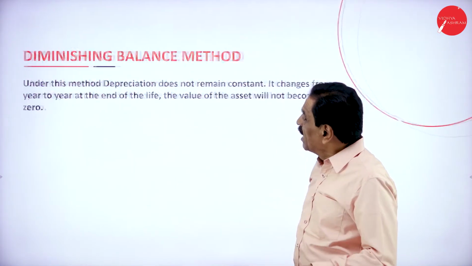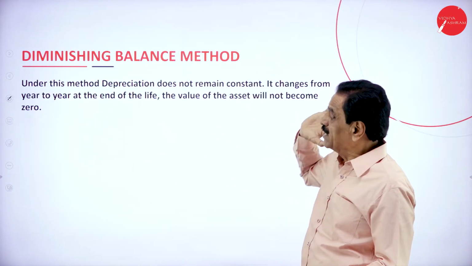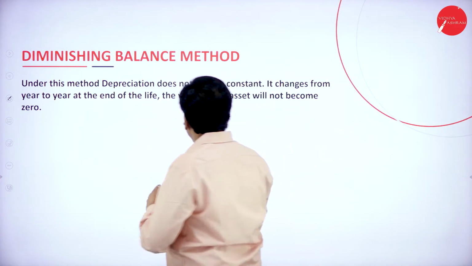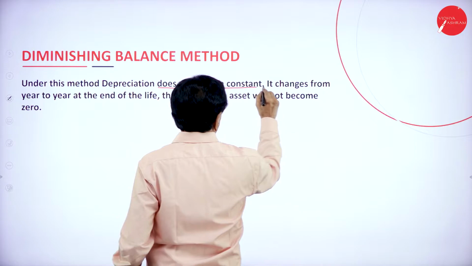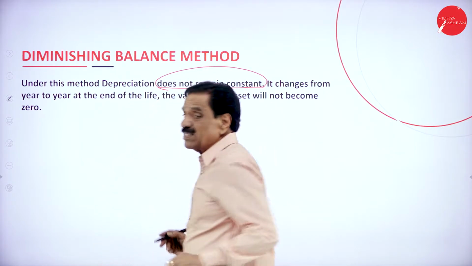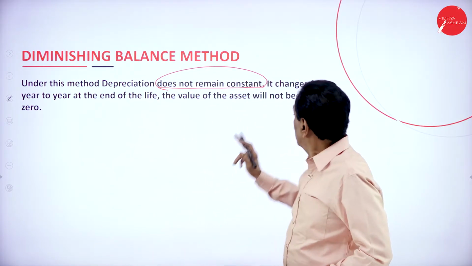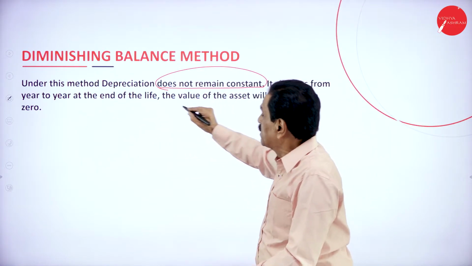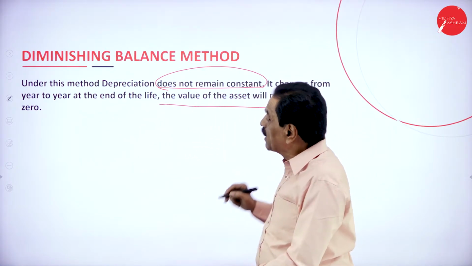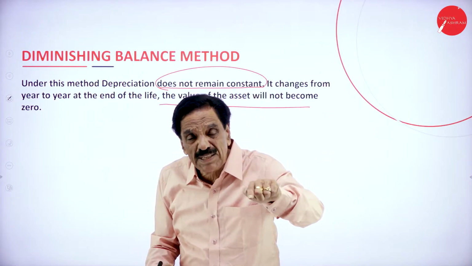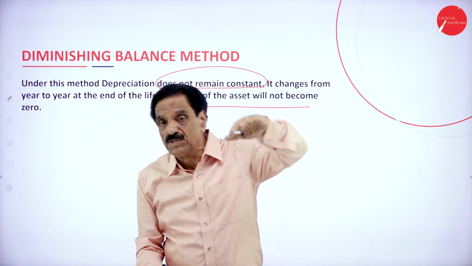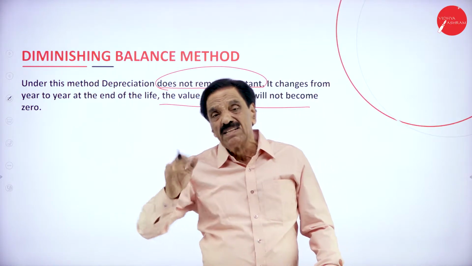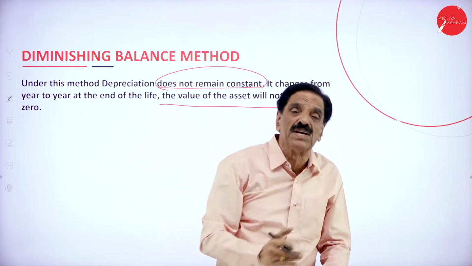Then, under the diminishing balance method, depreciation does not remain constant. That is the key word: it does not remain constant. It changes from year to year. At the end of the life, the value of the asset will not become zero, whereas in the straight line method, the value of the asset becomes zero. In the diminishing balance method, the value of the asset will not become zero.